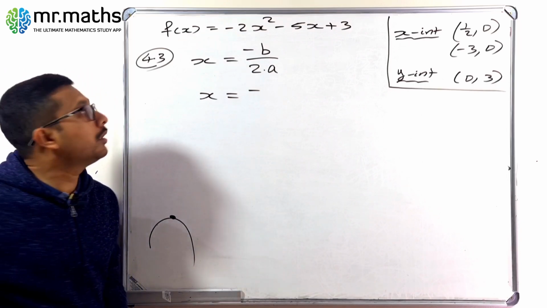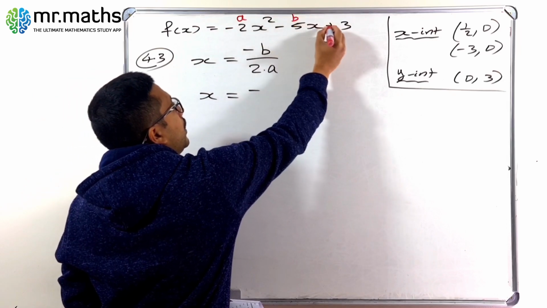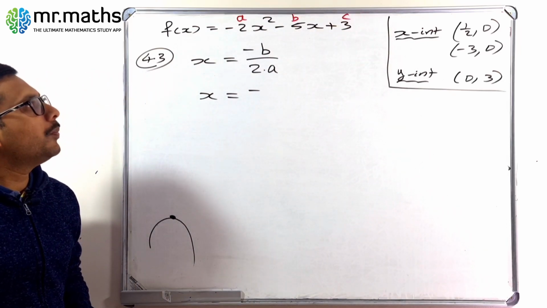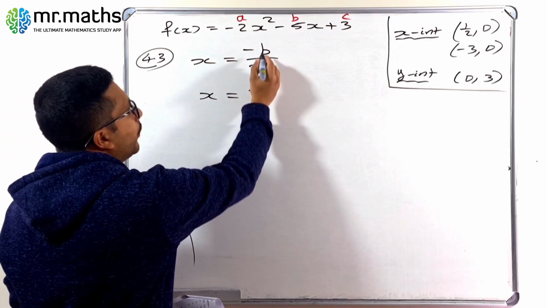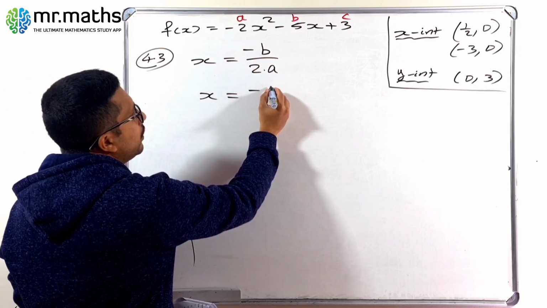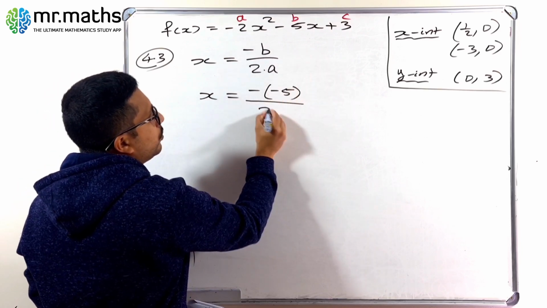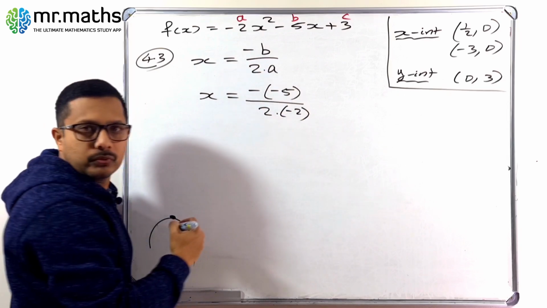So you know that this one is a, this -5 is b, and c is 3. A is -2, b is -5, and c is equal to 3. So substitute here: minus b, what is b? -5, divided by 2 times a. What is a? -2. You understand?